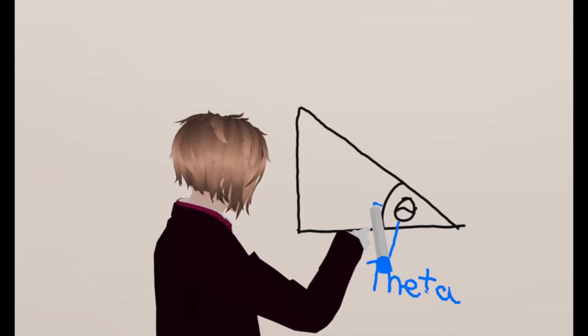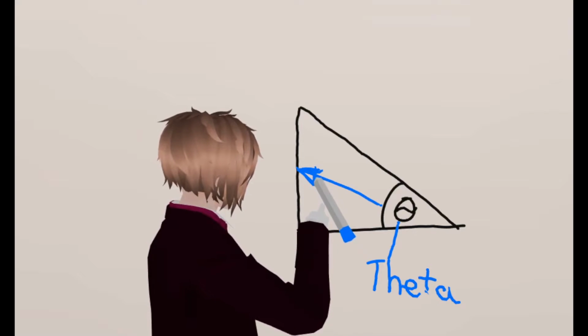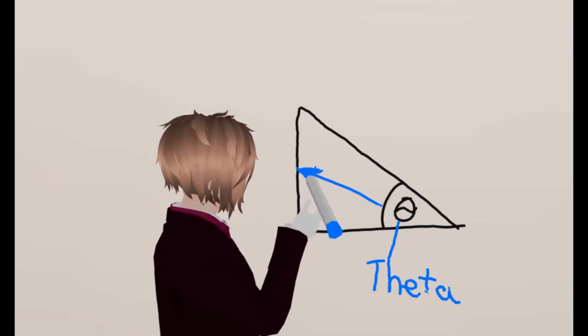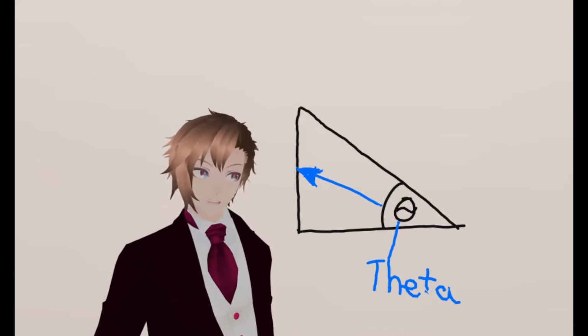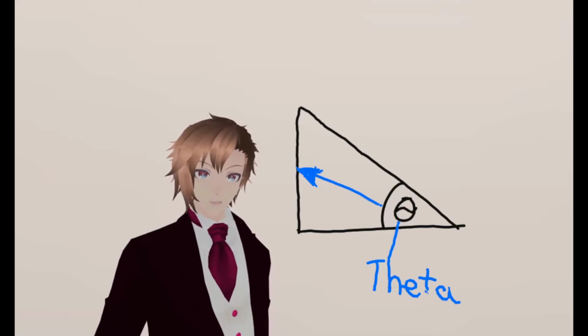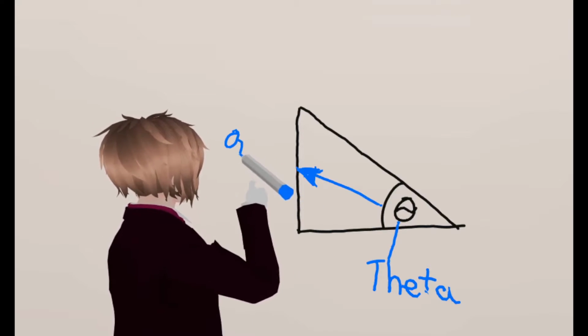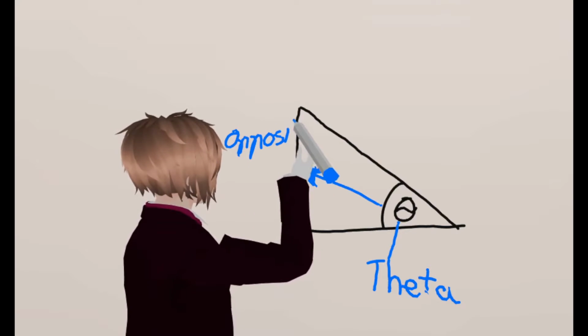This side over here, what's a name we could call this? Well, this side here is on the opposite side of the angle. So that's the word that we use to describe this side. So this is the opposite.